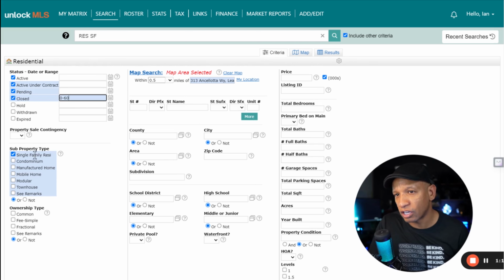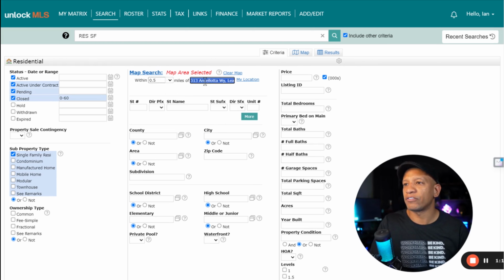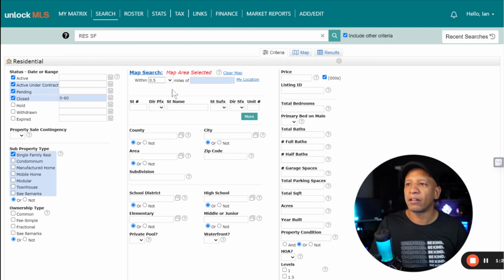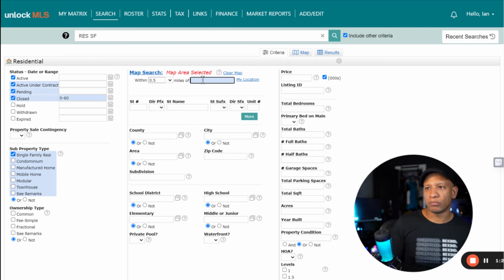We're only focused on single family properties. I put in an address, and then you can choose what radius. By default, it's 1/4 of a mile. I'm going to do 1/2 mile, and I'll show you why. And it actually removed that, so I'll make sure to put it in again.